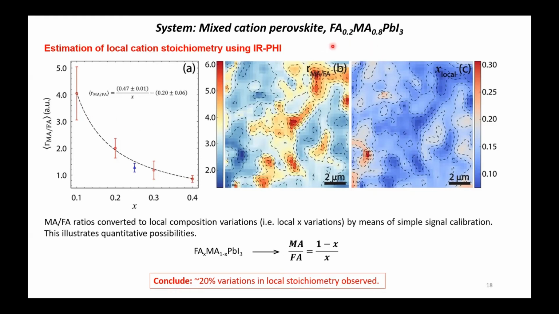Now I'm showing you a second test system, 20% formamidinium, 80% methylammonium, and I'm creating this ratio map as I showed on the previous slide. By applying this calibration plot, I can extract real chemical stoichiometry on a local microscopic area. As expected, it's 0.2 on average, but stoichiometry changes up to 50% exist locally, and this is something really concerning.